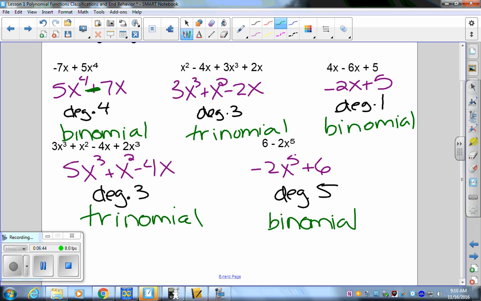All right, so I have a degree 3 because the highest exponent is 3, and it's a trinomial because I have 3 different terms. The next one, I could combine some things, and I have a binomial, degree 1 because the biggest exponent is a 1. It's a linear, it's a line. Our next example, I could combine, and I have a degree 3 because x cubed. And then I also have a trinomial because it's only 3 terms. And then I have a degree 5. My biggest exponent is 5, and it's binomial because I have 2 terms. Okay. All right, moving on.